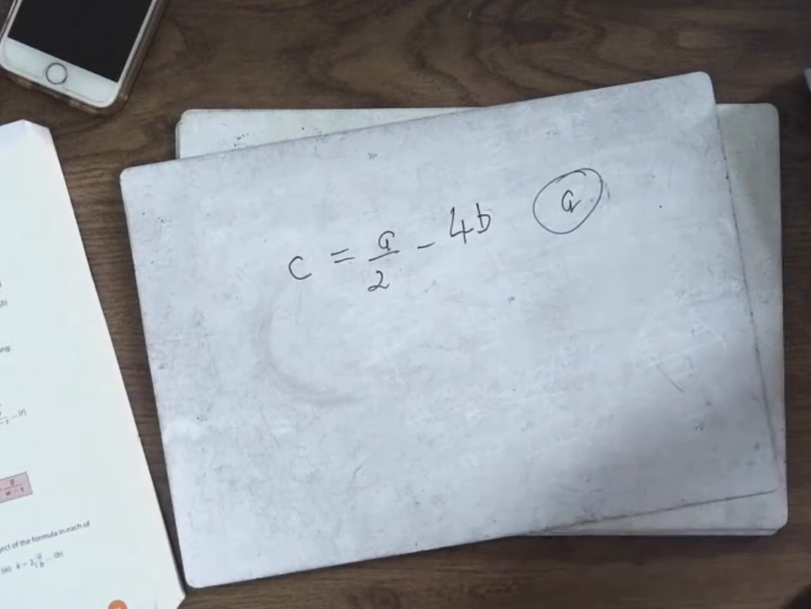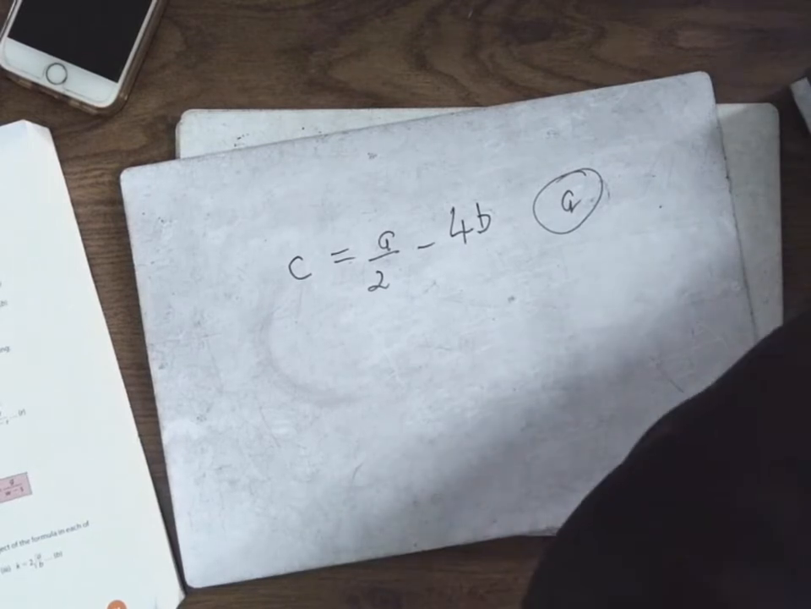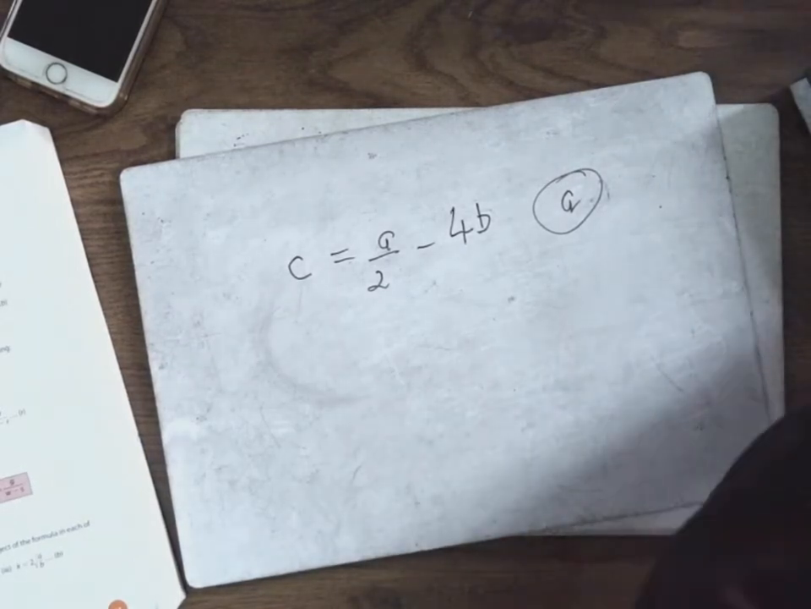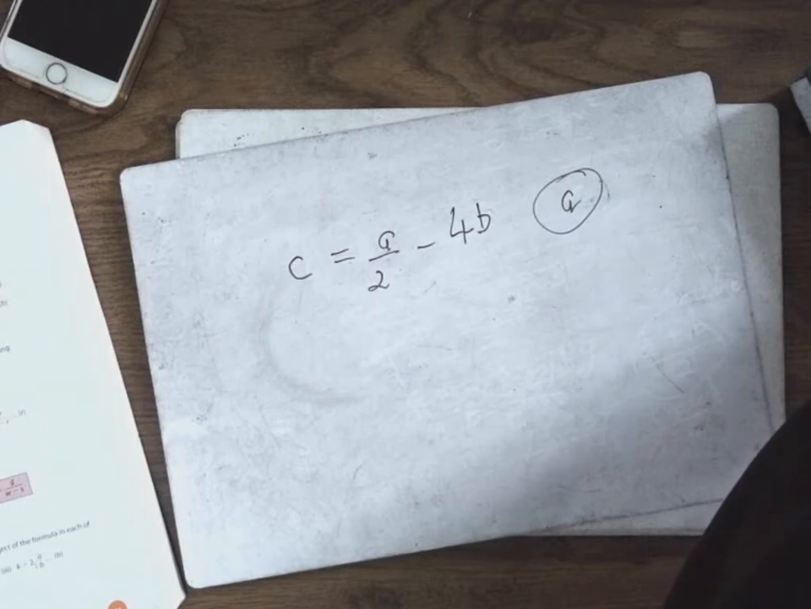You're making A the subject, and when you put everything as a fraction, 2 is going to be your common denominator.